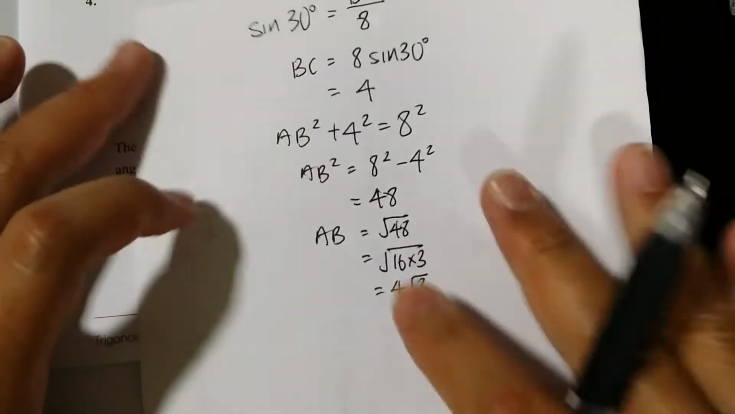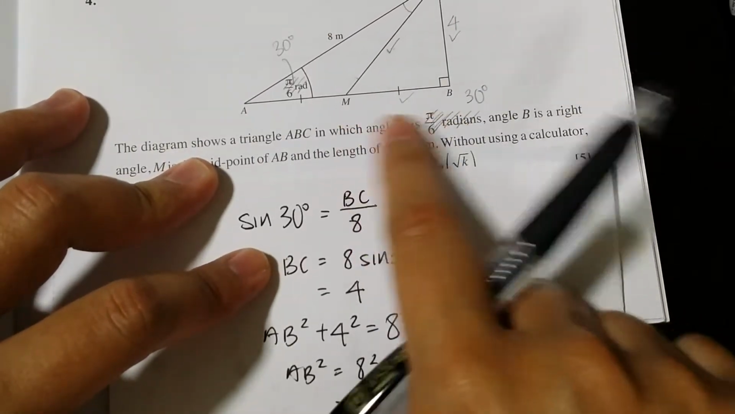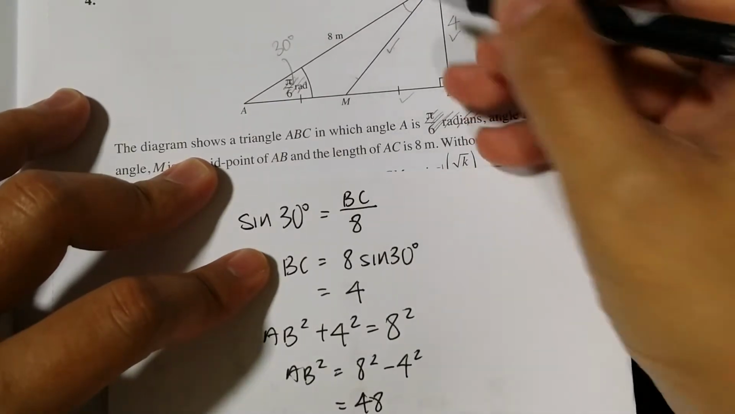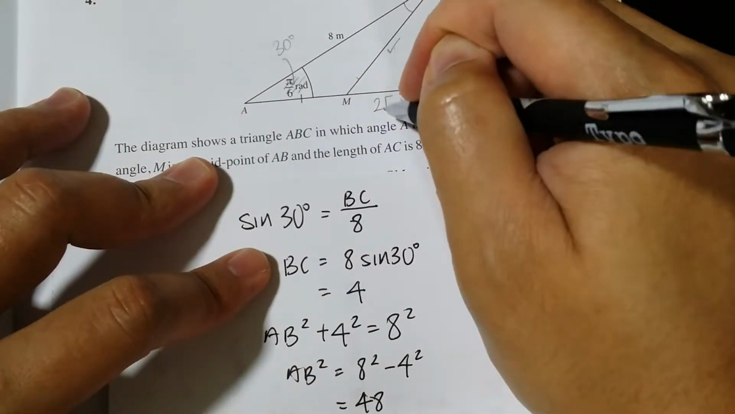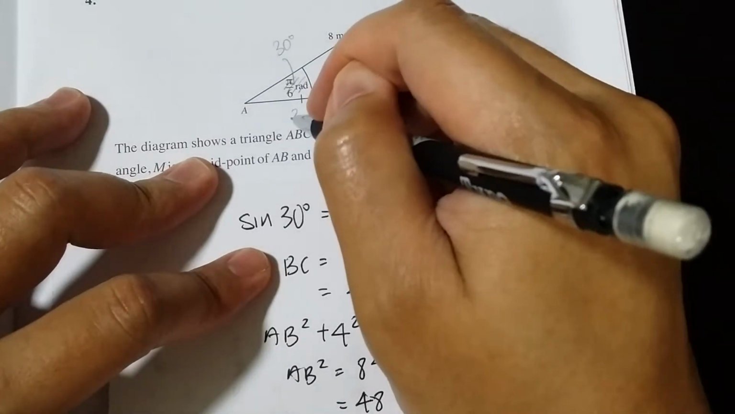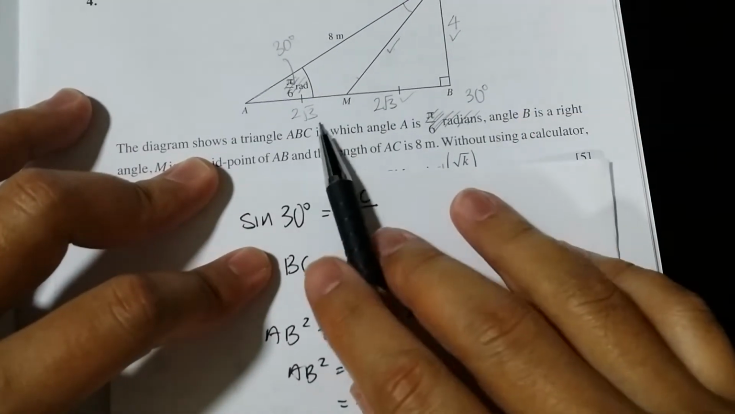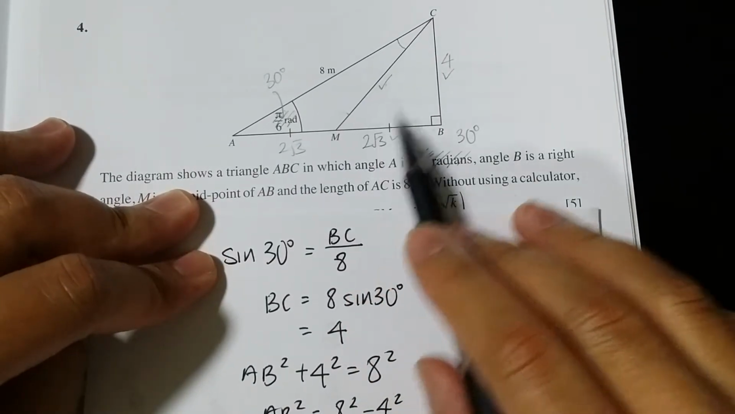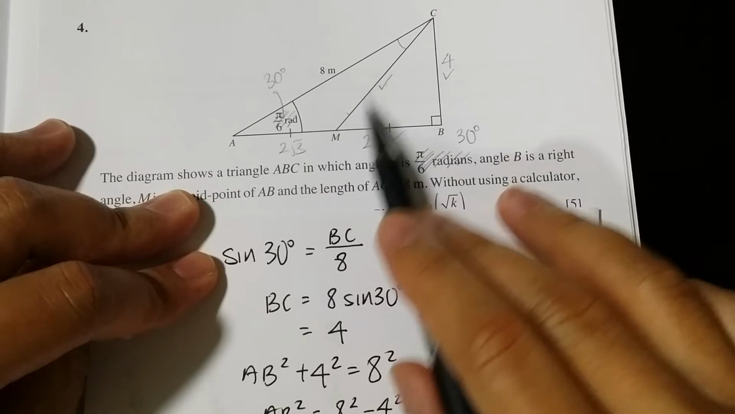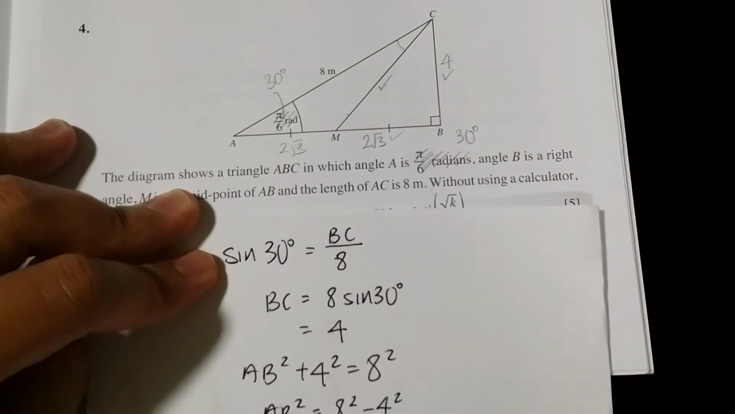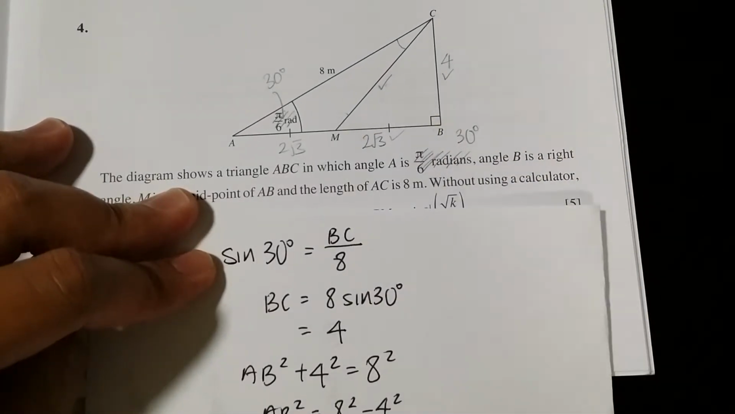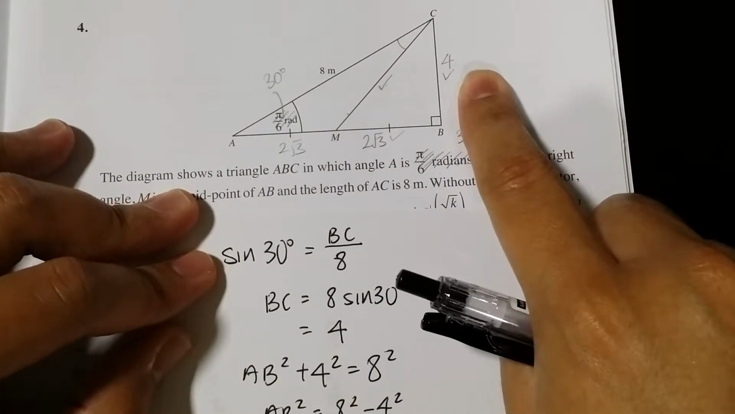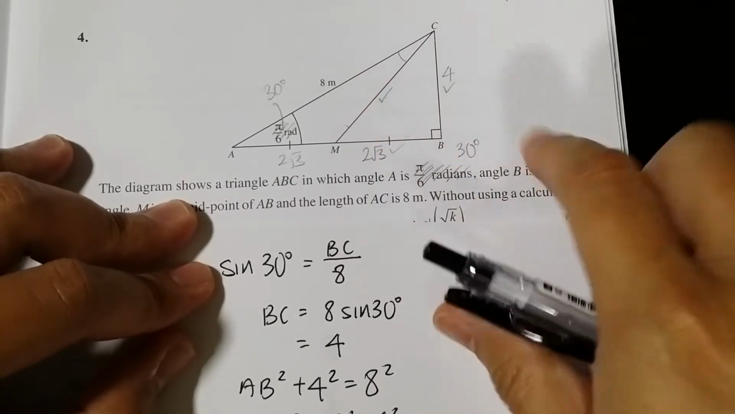If AB is 4 square root 3, what is MB? Half of AB, right? So half of 4 square root 3 is 2 square root 3. AM also 2 square root 3. 2 square root 3, 2 square root 3, altogether 4 square root 3. So now if I have 2 square root 3, I have 4. Can I find MC? Another time for you to do Pythagoras theorem. Okay, 2 square root 3 and 4. Pythagoras theorem, find MC.